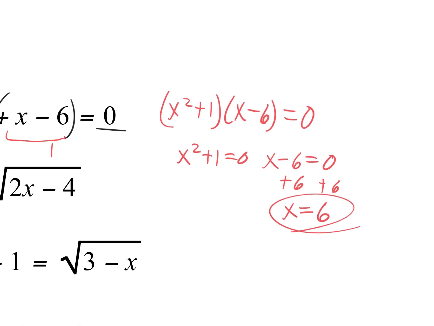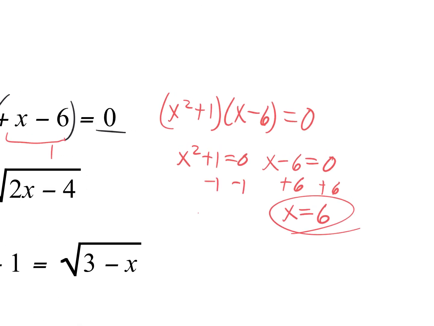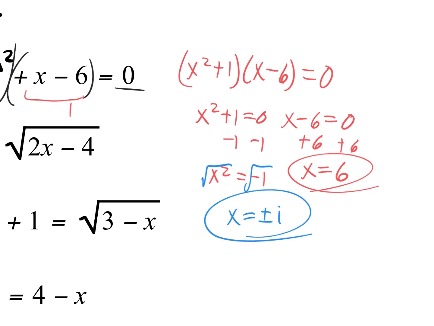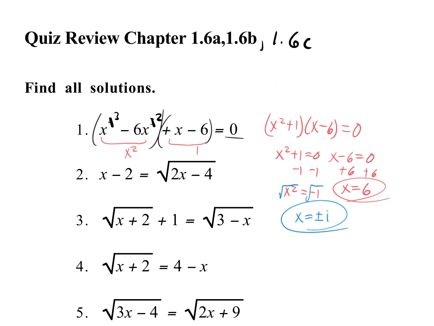And then our other answer, we can subtract 1 from both sides, and you get x squared equals negative 1. And then you want to take a square root, and you get x equals plus or minus. Do we know what the square root of negative 1 is? Yes, i. Square root of negative 1 is i. Don't forget about the i's. So those are our other 2 solutions. You can kind of tell how many solutions you're going to get based on the highest exponent. If it's 3, you should get 3 solutions, and we get 3 solutions here.